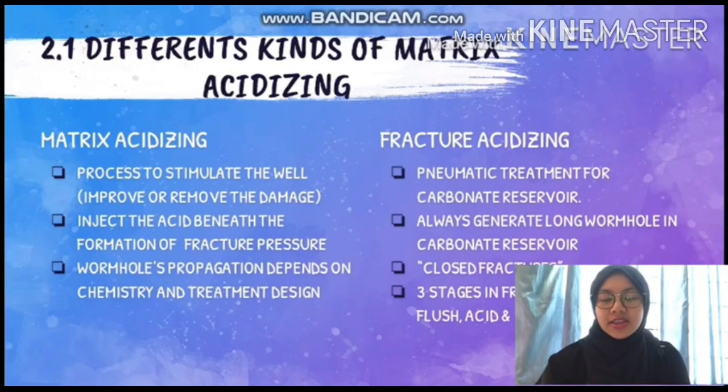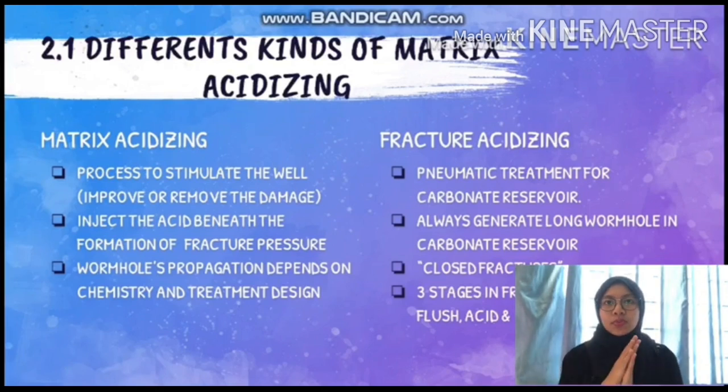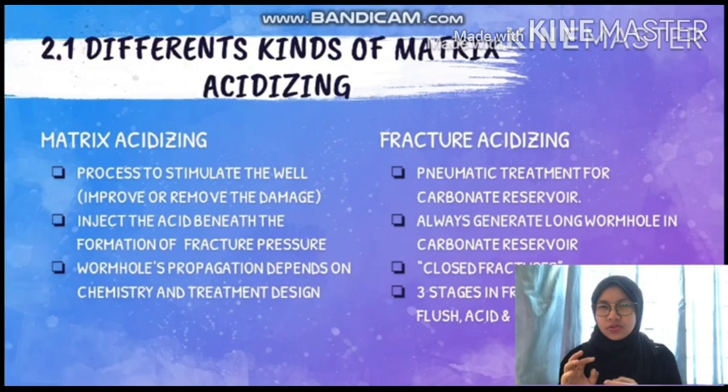So there are three types of fracture acidizing, which are pre-flush, acid, and overflush. So what is pre-flush? Pre-flush is what we apply to reduce the temperature in a large fracture with a long gap.